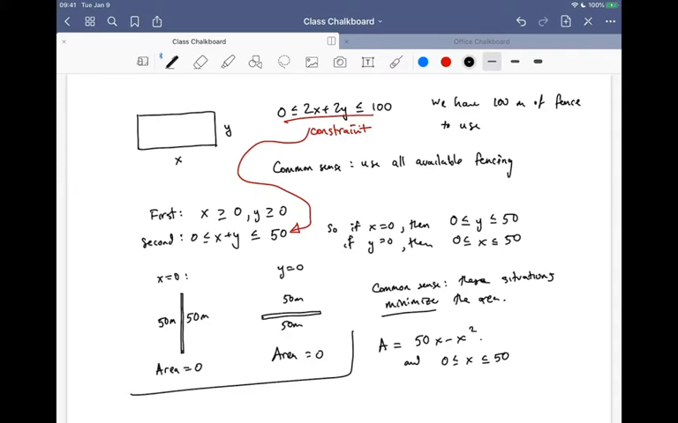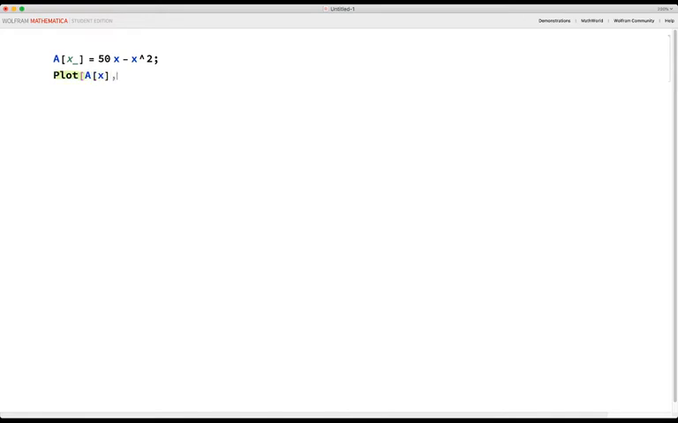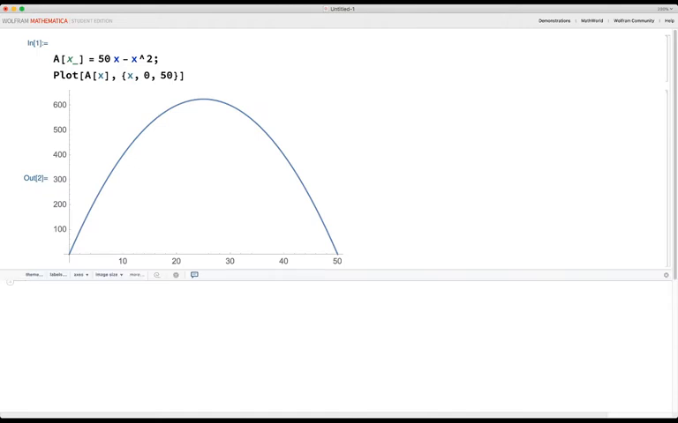So let's actually just graph this thing. And I'm going to switch the stream over to Mathematica. All right, so I'm going to define my function on 0 to 50. Okay, and it shouldn't be too much of a shock what this looks like. We've got ourselves a nice parabola. What we want to know is where are the optimal points for this thing?